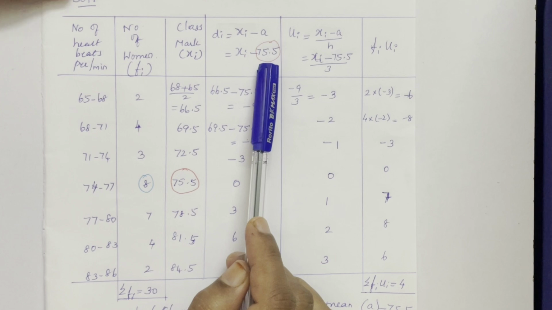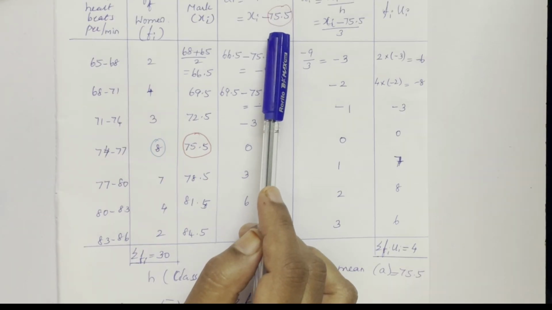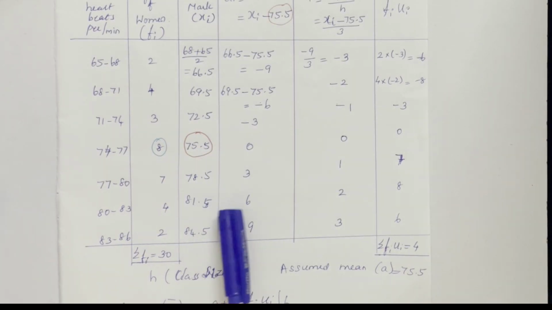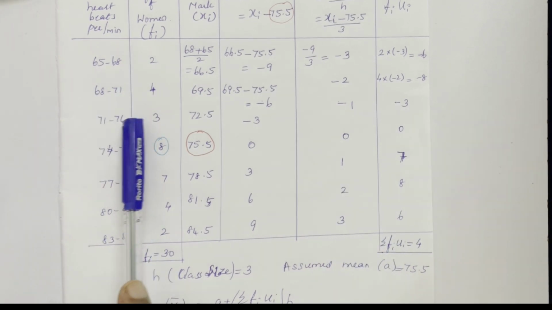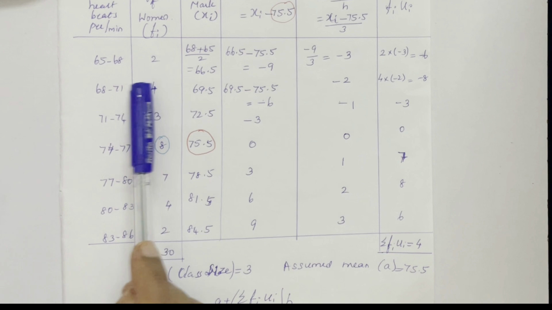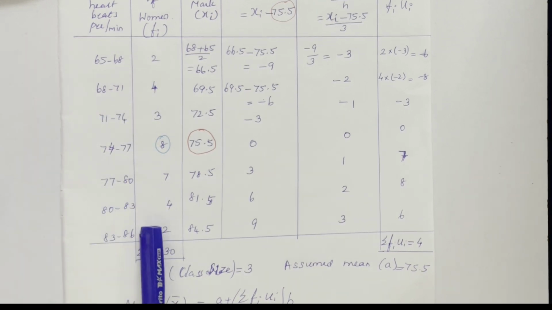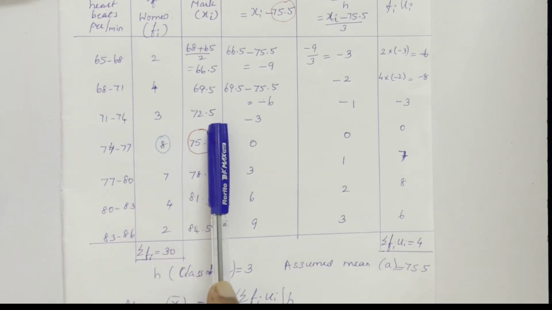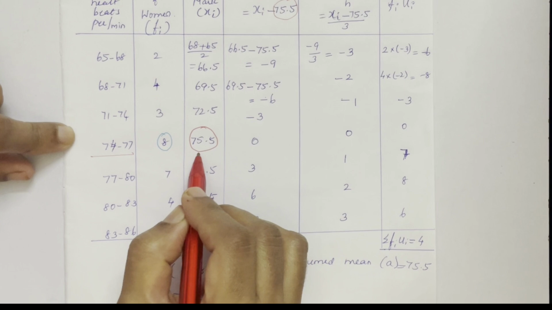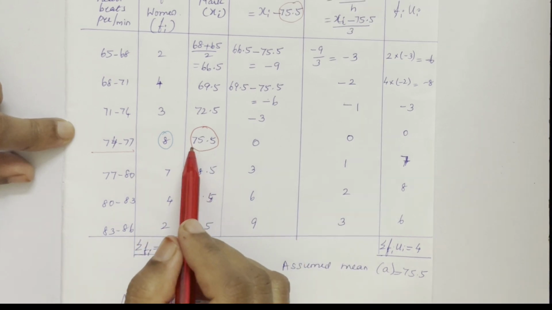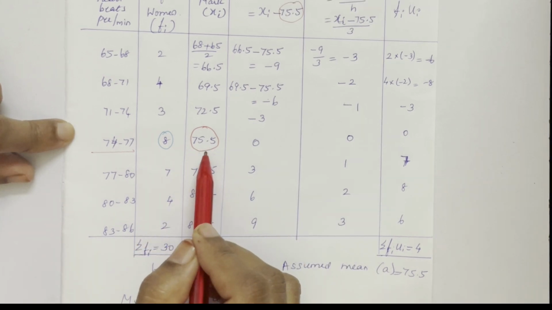A is the assumed mean. How to calculate that assumed mean? From Xi, we have to choose a number. How to choose that number? See the number of intervals. Here the number of rows is odd. So we can choose the middlemost interval, 74 to 77. So the corresponding Xi is the assumed mean. So 75.5 is the assumed mean.